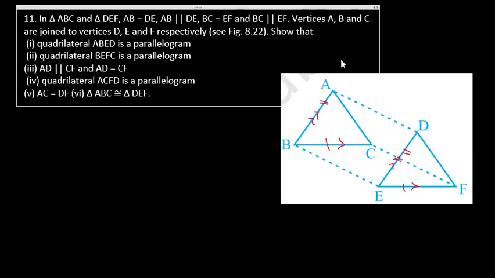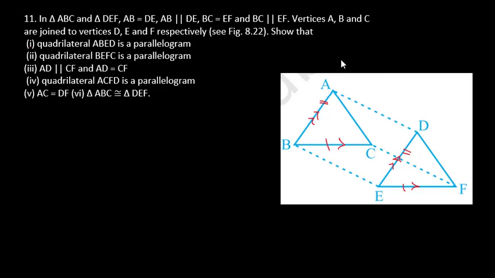For that, if you know that ABED is a parallelogram, then AD and BE are parallel. Similarly, CBEF is a parallelogram, so CF and BE are also parallel. They are not only parallel, but they are equal also. So by that, AD and CF are parallel and equal. When I prove that ABED is a parallelogram, at that time I will also write that AD and BE are parallel and equal.